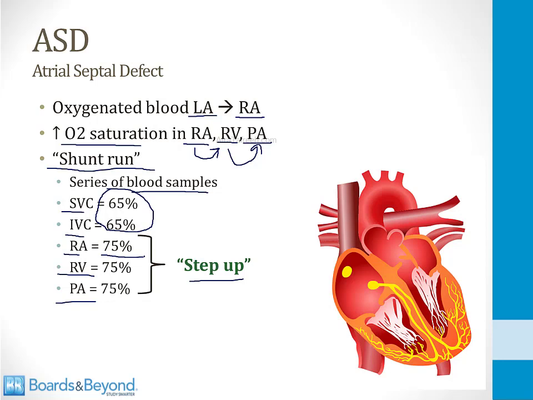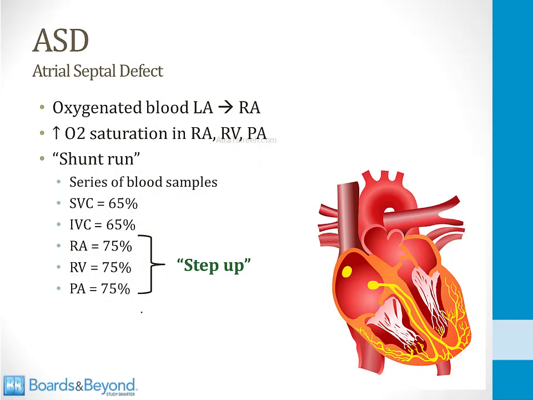That should never happen. You should never see the oxygen saturation go up as you move through the veins and the chambers of the heart. The reason this is happening is because oxygenated blood from the left atrium is crossing to the right atrium. That raises the oxygen saturation in the right atrium, and then it also raises it in the right ventricle and the pulmonary artery. And now I've cleared away my ink just to show you that you can also see a step up in the case of a VSD.